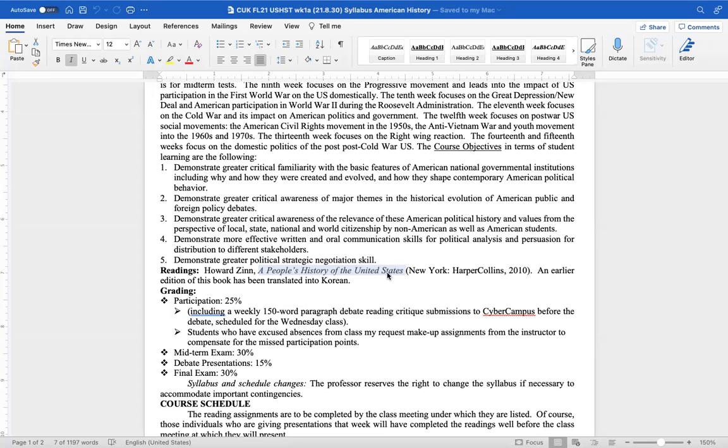There have been attempts by Republican political figures, including Donald Trump, to ban Howard Zinn because he's considered to be hostile to the American political system. He has been condemned as a Marxist, a communist.